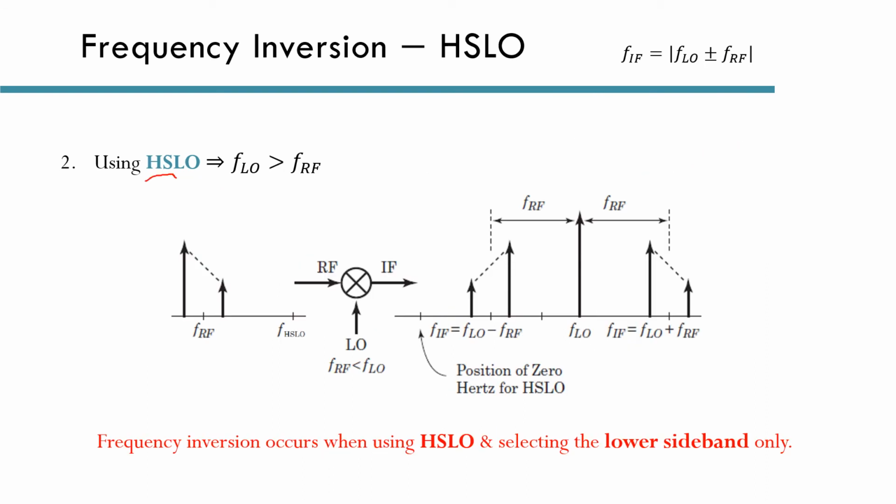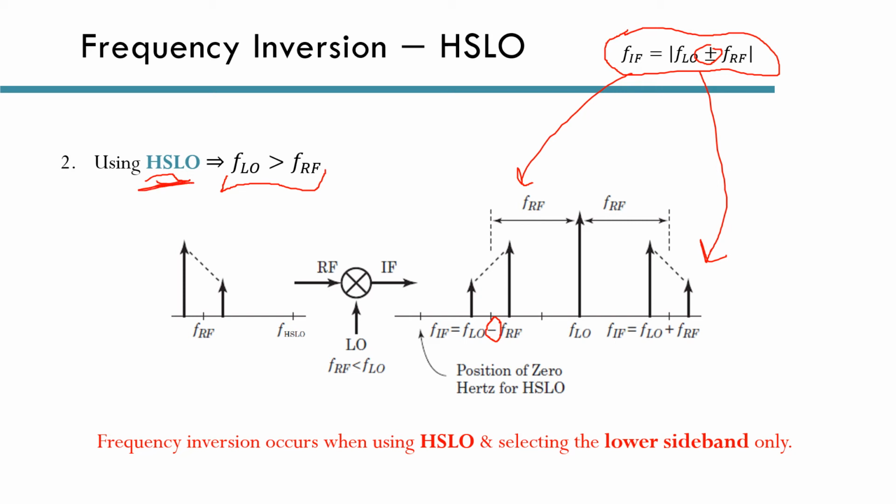Now let's consider that we use the high side local oscillator frequency, which means that FLO is larger than FRF. And if we use this relation that we derived earlier, using the minus sign, we will get the lower sideband, and using the plus sign, we will get the upper sideband. And we notice that since we're using HSLO, both of them will be above 0 Hertz, or positive. And this means that the lower sideband is in fact really inverted, and it stays inverted. And this is exactly what we saw in the example when we took the high side local oscillator frequency and only showed the lower sideband. So to conclude, frequency inversion occurs when using HSLO and selecting the lower sideband only.